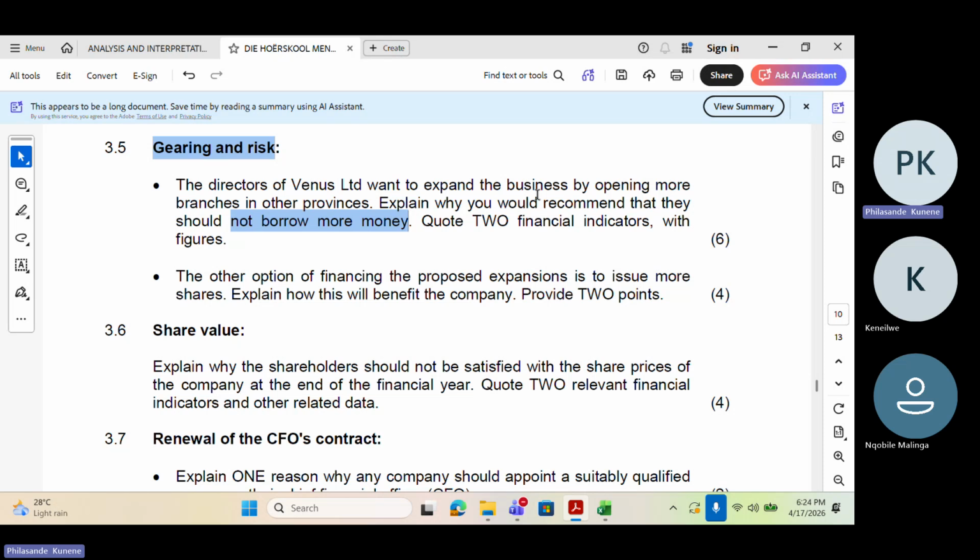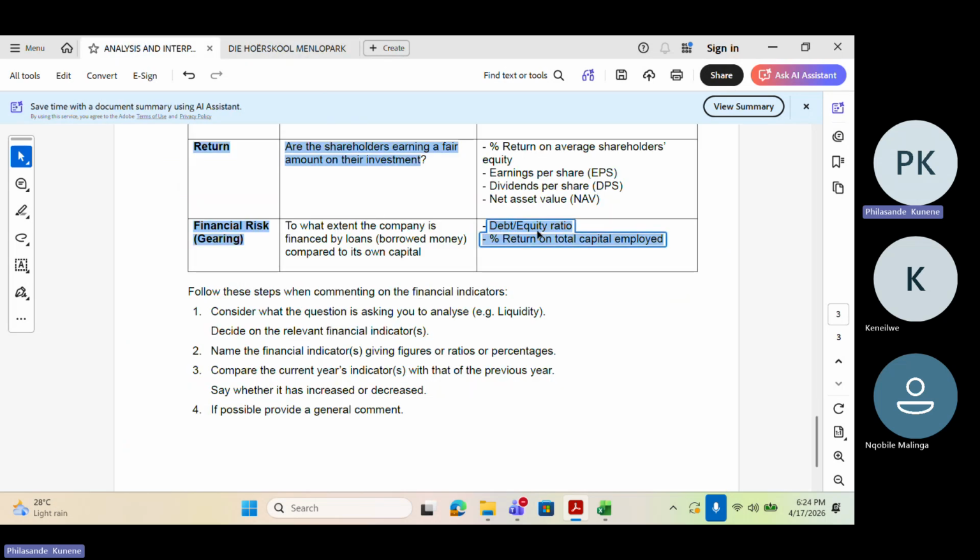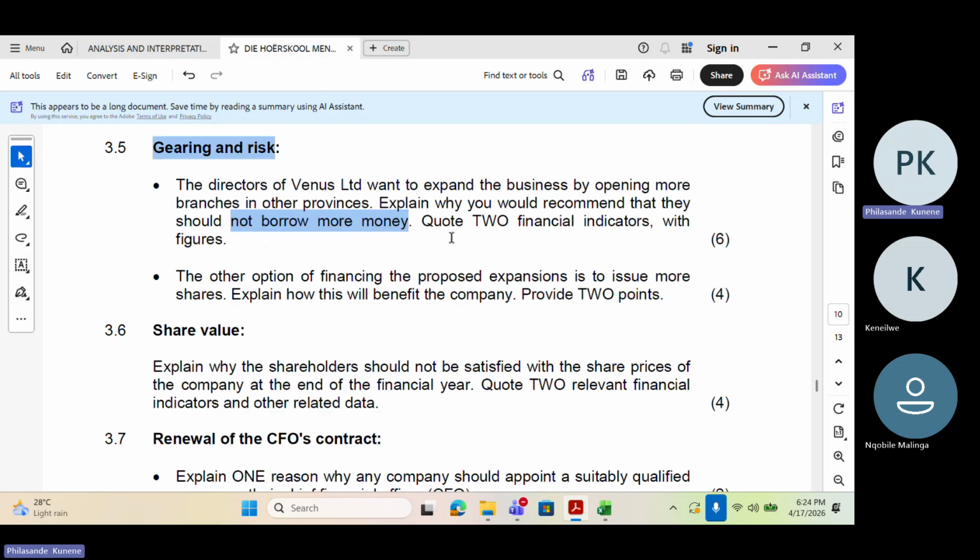We know very well that when we're quoting financial indicators, we have two: the debt equity ratio, and a percentage return. Sometimes we talk about the interest rate, sorry. But here we do have financial indicators. There's no way you cannot quote these two. You must talk about them in terms of advising them whether they should borrow more money or not.